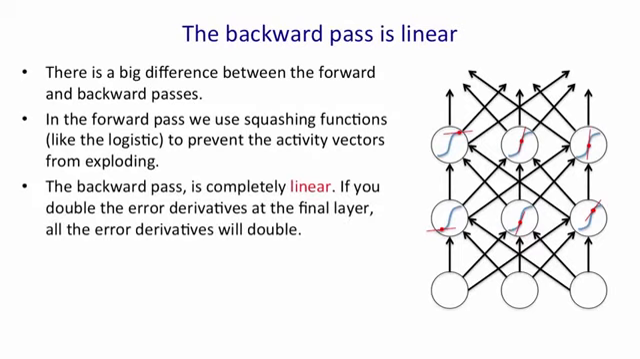The backward pass, however, is completely linear. Most people find this very surprising. If you double the error derivatives at the final layer of this net, all the error derivatives will double when you backpropagate. So if you look at the red dots that I put on the blue curves, we'll suppose those are the activity levels of the neurons on the forward pass.